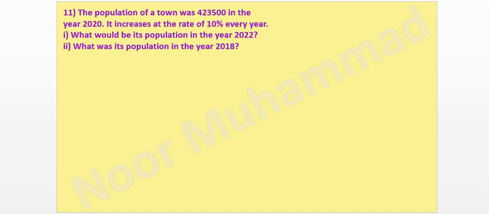It says the population of a town was, let me say, 423,500 in the year 2020. It increases at the rate of 10% every year. What would be the population in 2022? How will we find the population? You can find it year by year, right? You can find it for, let's say, 2021 first, and then use whatever the answer is in the next step when you find the population for 2022.